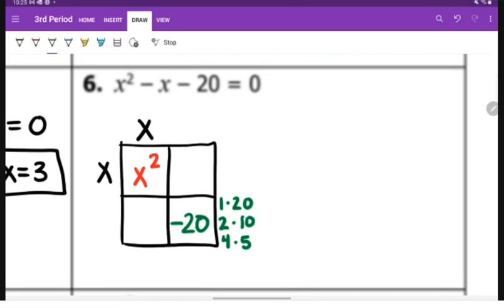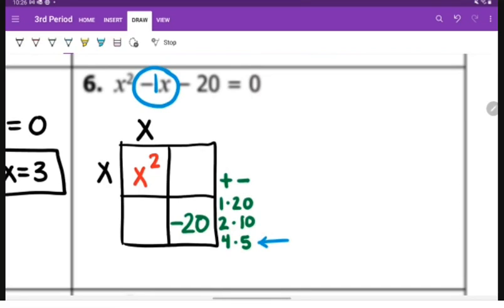And now let's pay attention to that sign. If they multiply together to give me a negative, we know that one of our signs will be positive and the other sign will be negative. That means we're looking for a difference. We're looking for a difference that gives us negative 1x. A difference that gives us negative 1.